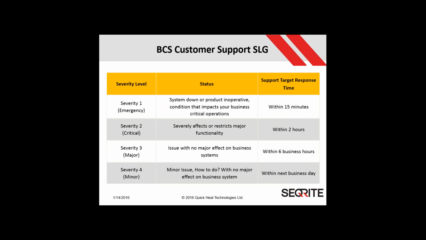Severity 3 issue, which is an issue with no major effect on business systems. An example of a Sev 3 issue can be, let's say, if a user unknowingly installs a PUA. PUA is basically a potentially unwanted application. This degrades the individual system performance. They are not malicious, but they may be unsuitable for use in a business environment. So our target response time for such cases will be within 6 hours.